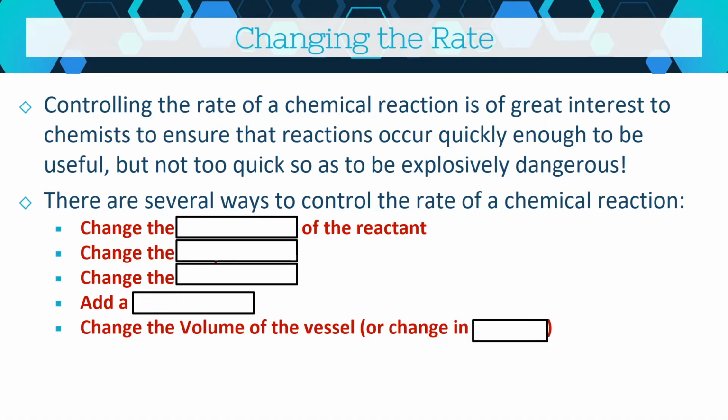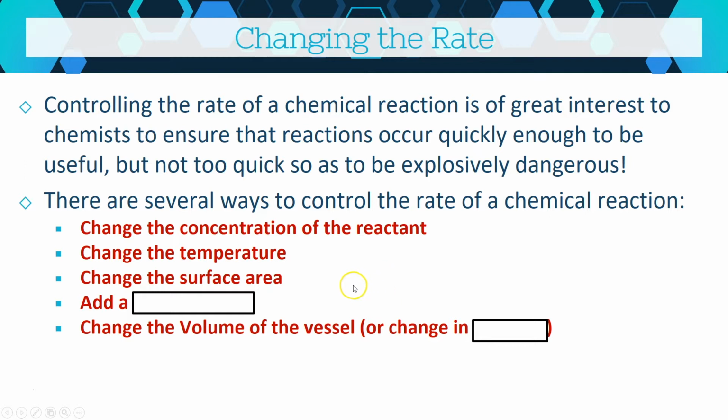So, it's of great interest to chemists to be able to control the rate of a chemical reaction. You want reactions to occur quickly enough to be useful, but not so quick that they could be explosively dangerous. There's about 5 ways you can control the rate of reactions. You can, first of all, change the concentration or amount of the reactant. So those are the things going into the reaction. You can change the temperature that the reaction is happening at. You can change the surface area available for the reaction to take place on. You can add what we call a catalyst, or finally you could change the volume or pressure in the vessel, and this normally is something we reserve for gases.